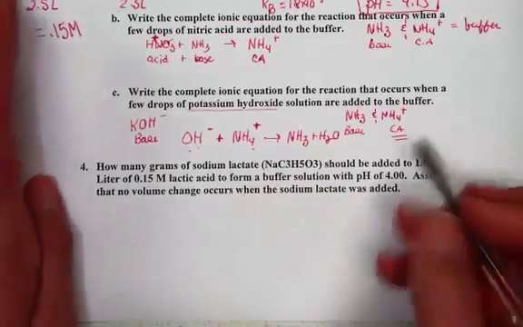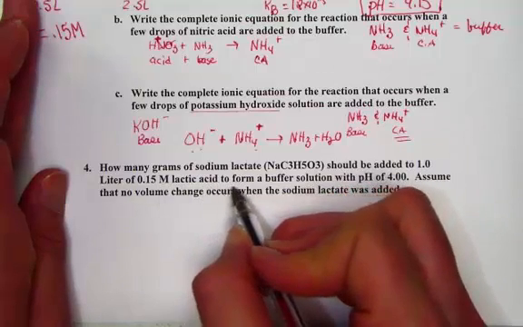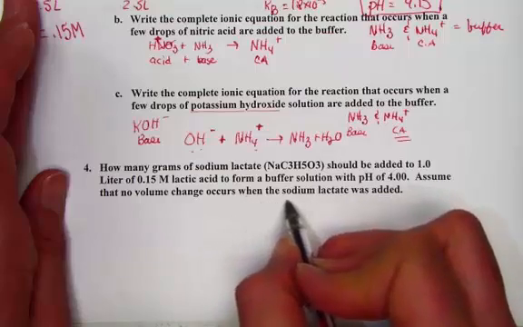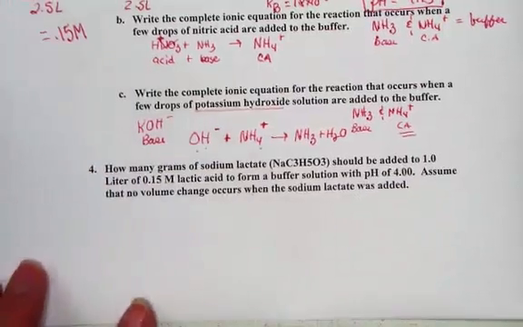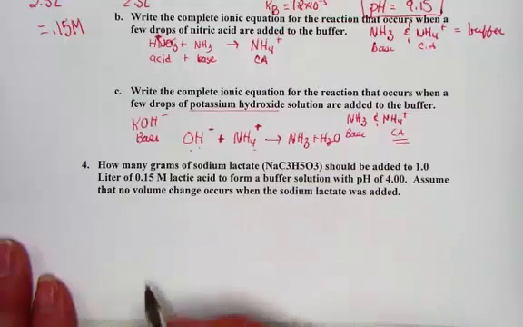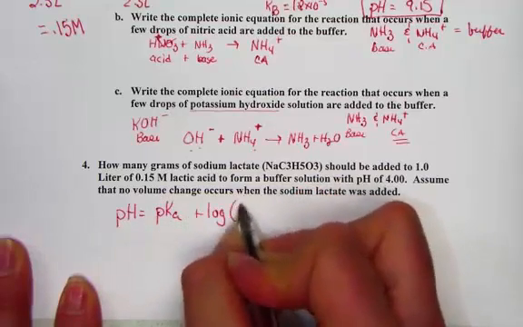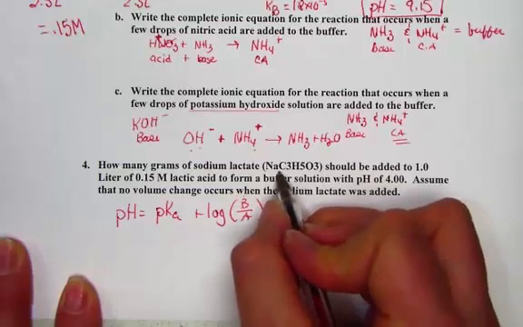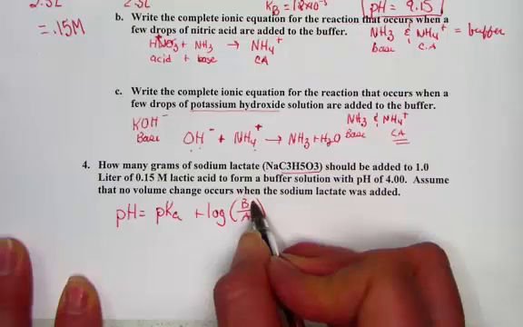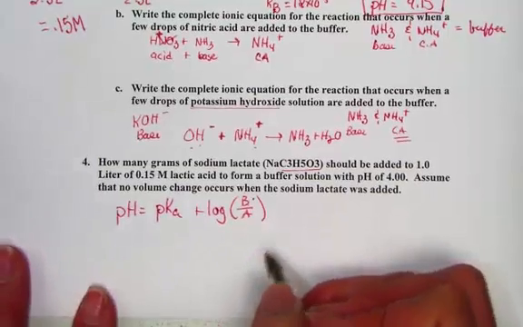Our next example, number 4. How many grams of sodium lactate should be added to 1 liter of a 0.15 molar lactic acid to form a buffer solution with a pH of 4.00? We'll assume that no volume changes occur during the process of adding the conjugate base, the lactate ion. So we have a buffered system containing an acid with its conjugate base lactate. The Henderson-Hasselbalch will show pH is equal to pKa plus the log of the ratio of base over acid. The sodium lactate is the base, the conjugate base of our lactic acid. The base becomes the variable we'll pull out using the Henderson-Hasselbalch, and from there we can use molarity problems to find grams. So we'll begin.